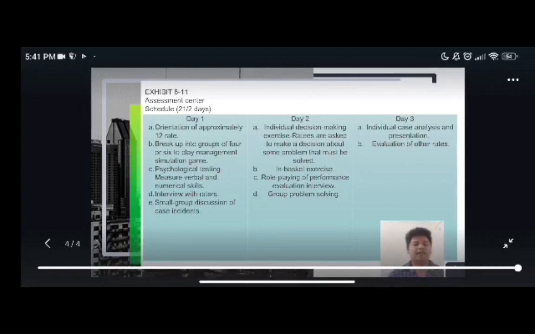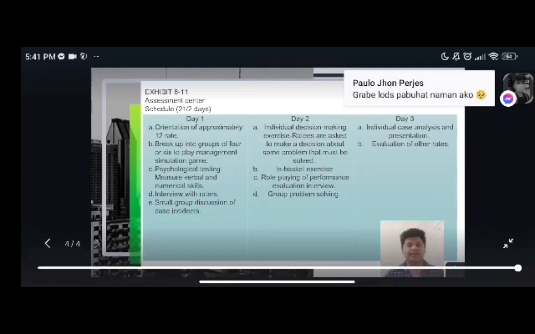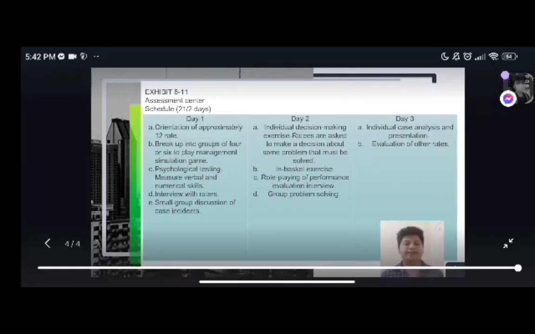And Day 2. A. Individual decision-making exercise. Raters are asked to make a decision about some problem that must be solved. And B. In-basket exercise. And C. Role-playing of a performance evaluation interview. And D. Group problem solving. Day 3.